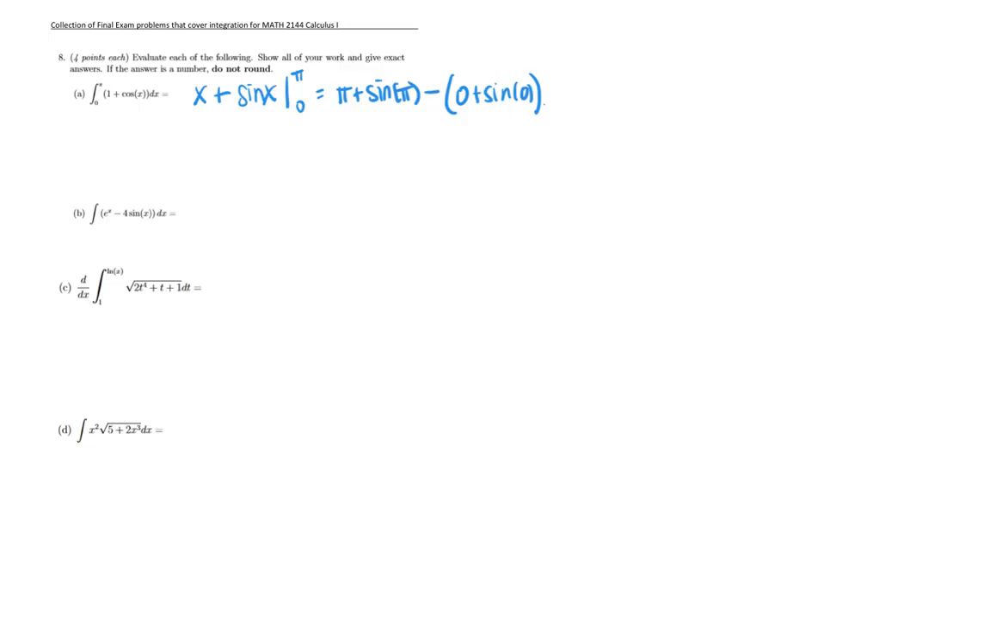Well, let's see here. Sine of pi is going to be 0. Sine of 0 is 0. So you're going to actually end up with just pi here for your final answer.